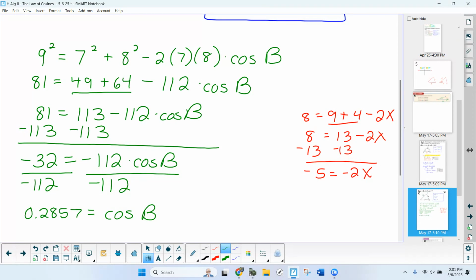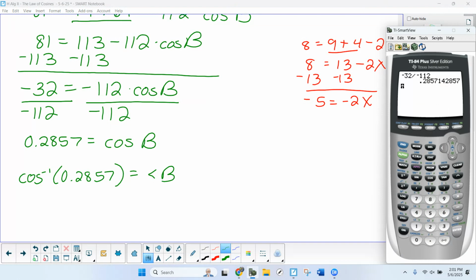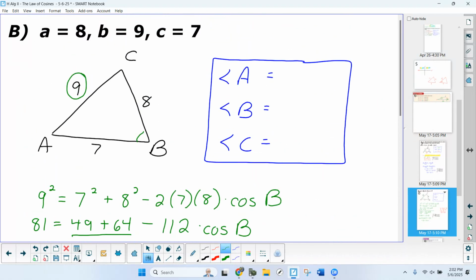0.2857. What are you guys going to do now? Inverse cosine. Now, I'm going to do second cosine of second what? Answer. And what do you guys get for angle B? Okay, angle B is 73.4 degrees. So angle B is 73.4 degrees. I'm going to put it here, 73.4.